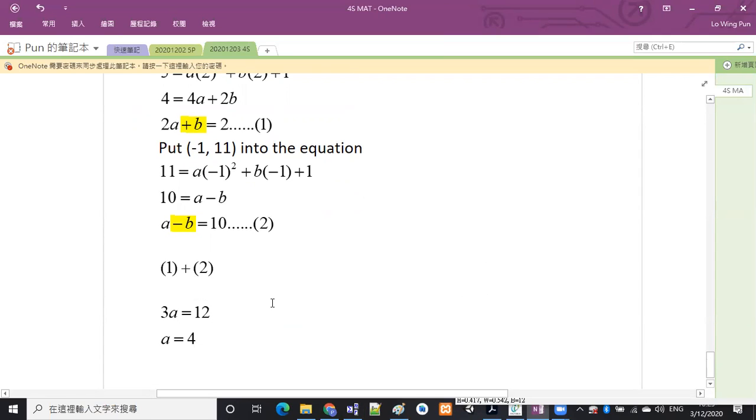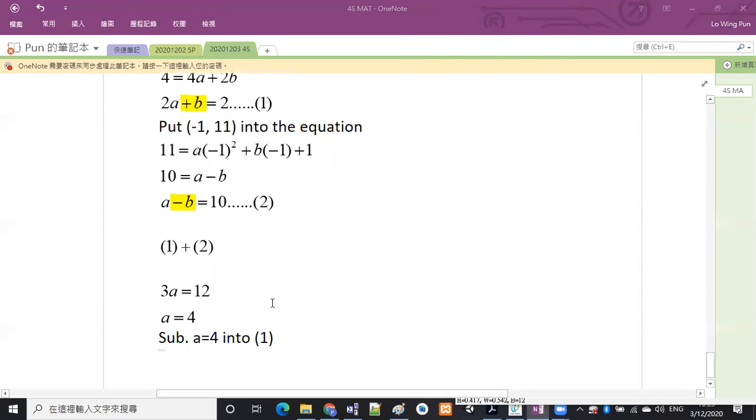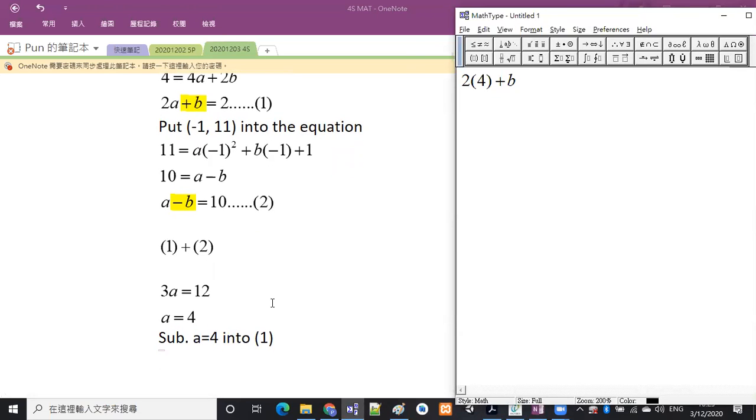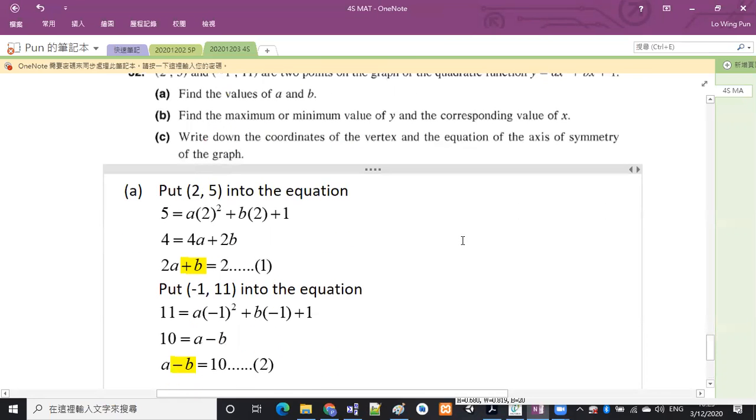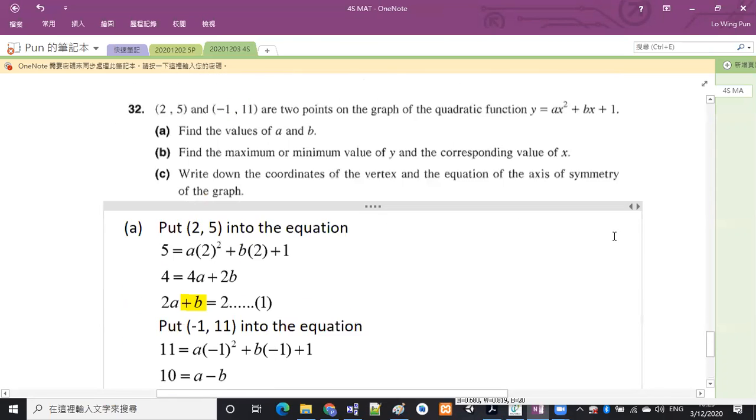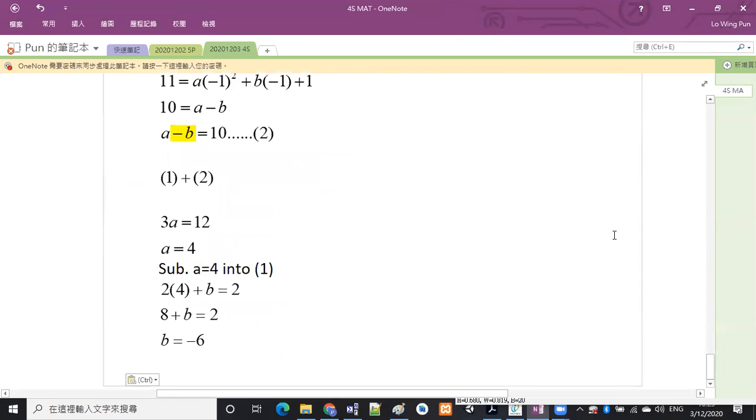When we have the value of a, you just substitute a equals 4 into either equation 1 or equation 2. So it's 4 plus b is equal to 2, and then 8 plus b is 2, so b is equal to -6. That is how we can find the value of a and b. So now we have found the value of a and b to be 4 and -6.